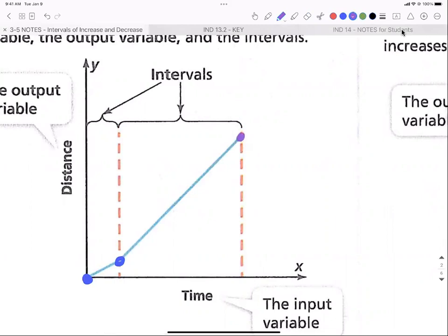Yeah, exactly. The slope is steeper. So from this interval, or from this point to this point, this purple section, okay, that's one interval. And then the blue section is one interval. And why we say there's one interval and then a second interval is because our steepness of our slope changes.